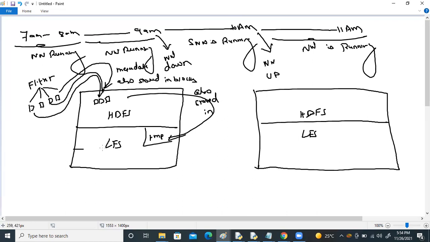In a timely manner, it is copied into the FS image and edits. For example, morning 7 to 8, okay, fine. 8 to 9, it's fine. But if at 9 o'clock it's down.